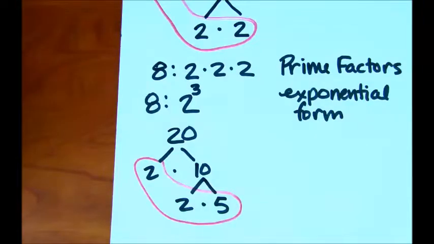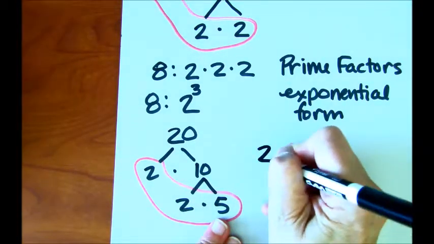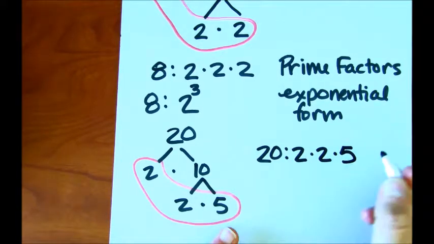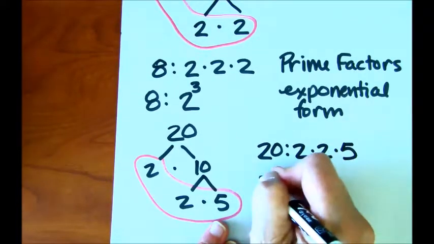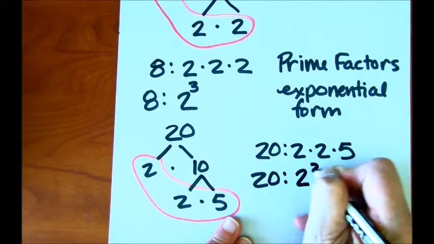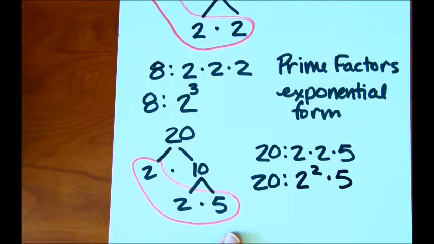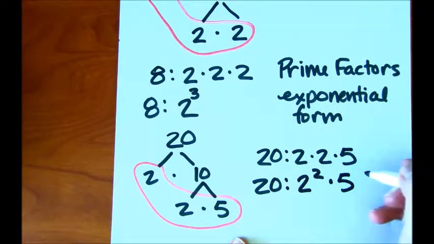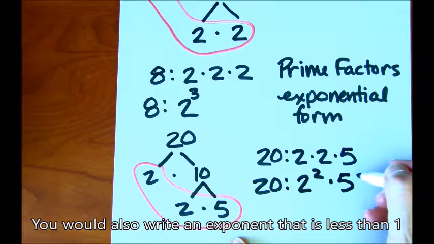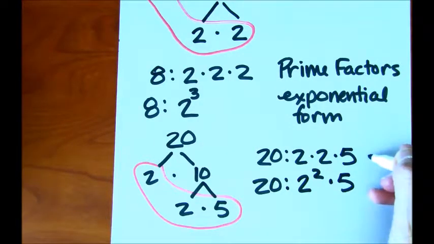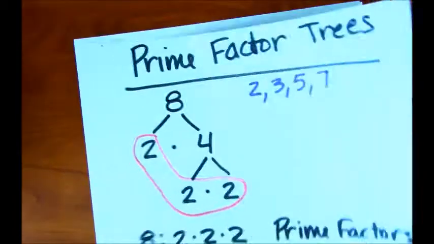If I write that out, 20 is made up of 2 times 2 times 5, or if I want to use exponential numbers, I could go 2 squared times 5. We wouldn't necessarily say 5 to the first power. You generally don't do that. You only write the exponent if it's larger than 1. So this would be the exponential form, and this would be in prime factor form. Let's do another one.